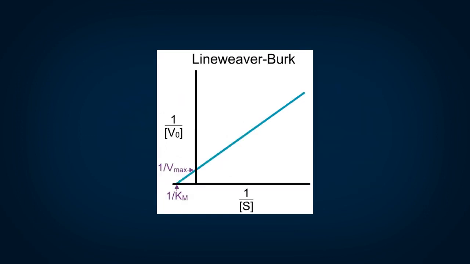The Lineweaver-Burk plot is a double reciprocal plot of the Michaelis-Menten results. It is a linear representation of the kinetic parameters of the enzymatic reaction and makes for an easy comparison of Vmax and Km in the presence of different enzyme inhibitors.